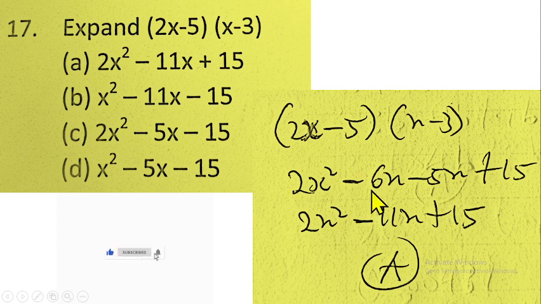Simplify further. You can add these together. Minus 6x minus 5x will give us minus 11x. So that means you have 2x squared minus 11x plus 15. That gives us a quadratic expression. So option A is the correct option for question number 17.